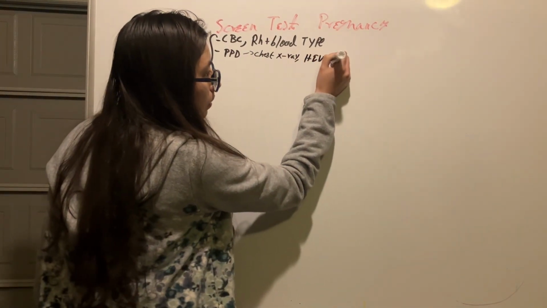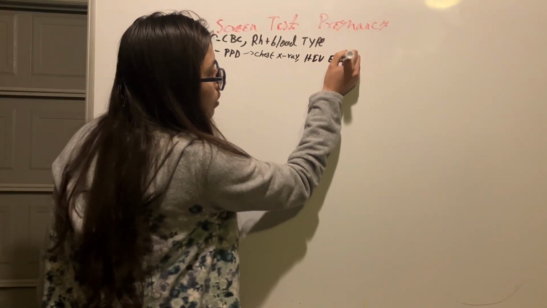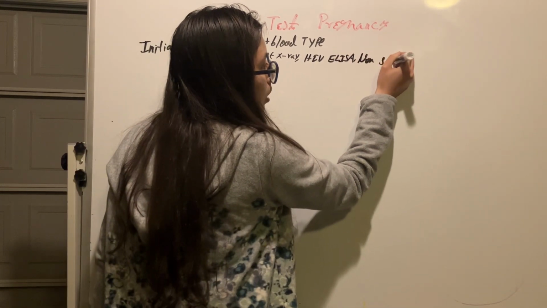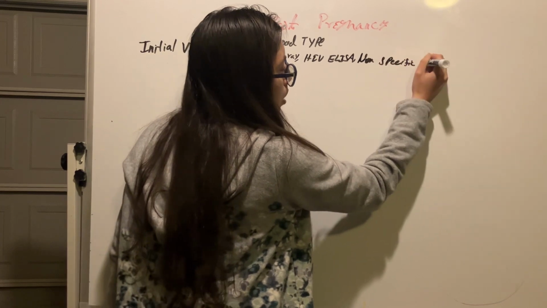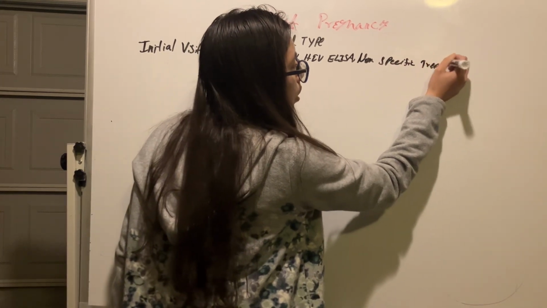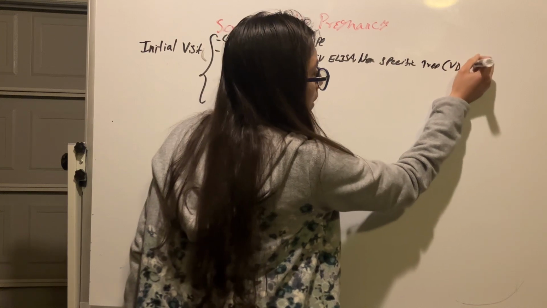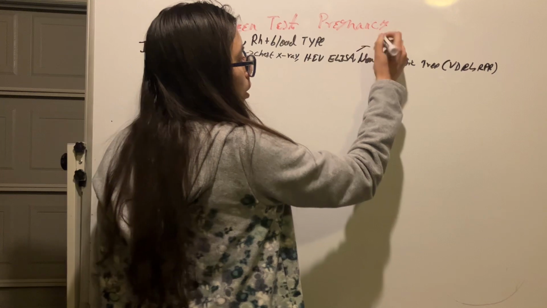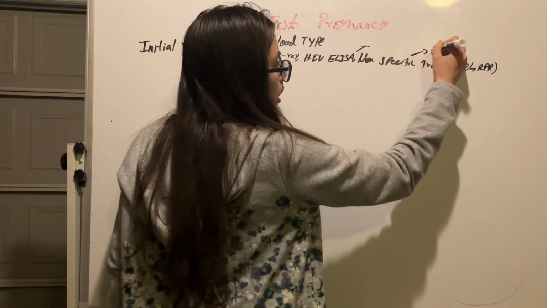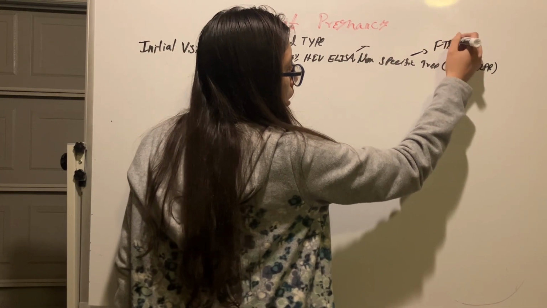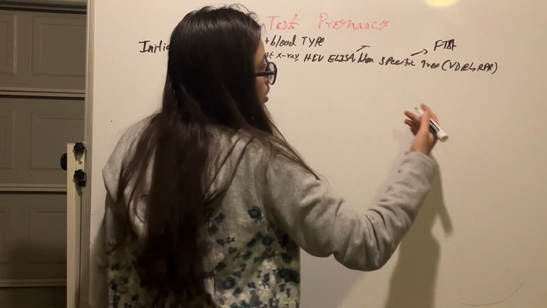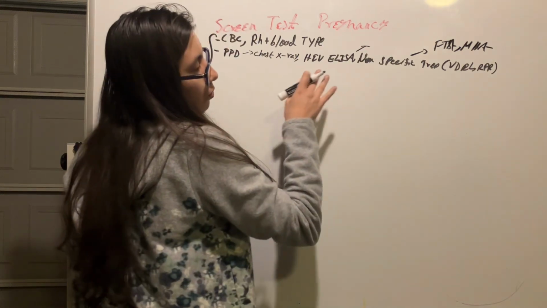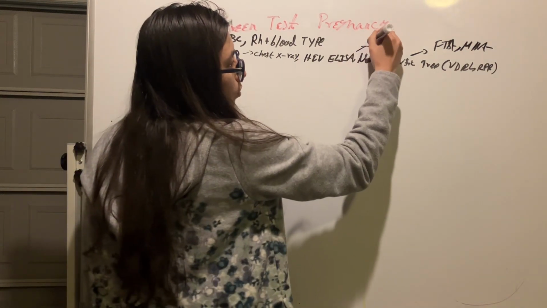HIV test, the screening test is with ELISA. Non-specific test for Treponema pallidum, which is the VDRL and the RPR. If this is positive, then we should evaluate this with FTA-ABS, the specific test, and MHA. If HIV is positive, then the confirmatory test is with Western blot.